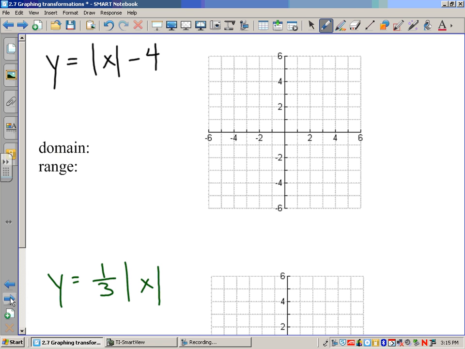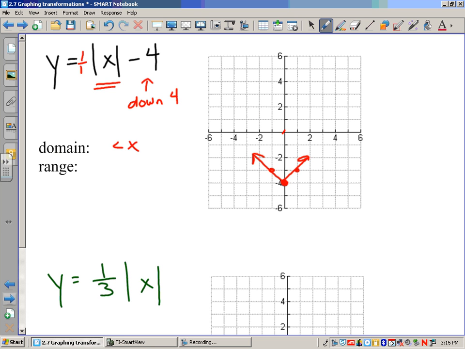So we're just going to look at some examples. Absolute value of x minus 4. This is going to make it move down 4. It didn't move right or left. So from 0, 0, I'm going to move down 4 and put a dot. Slope in front is 1 over 1. So I'm going to go up 1, right 1, up 1, left 1. There's the V.